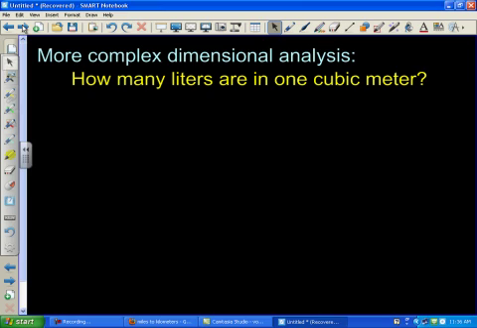Okay, one more type of problem we want to cover is when we have things that are cubic. The cubic stuff always blows people's minds because it changes the way the conversion factors look, and we'll see how that is here in a second.